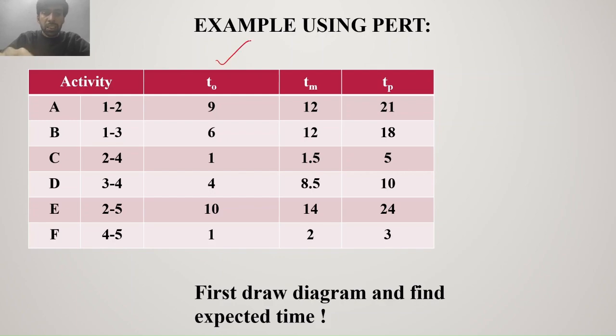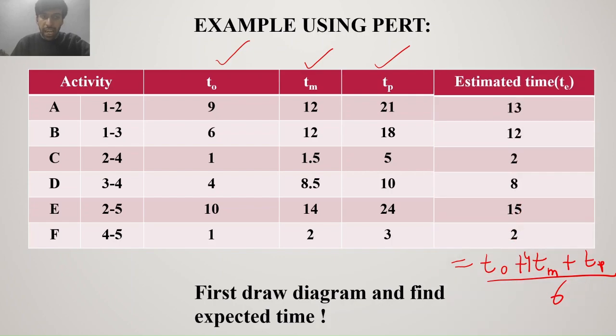As can be seen here, optimistic time, most likely time, and a pessimistic time. So the first step in PERT is drawing a diagram and finding the estimated time for each activity. So we don't directly use all three times in the initial part. We take a single time, the estimated time. So for that, we just take a weighted average of these three time values. So the estimated or expected time is simply optimistic time plus 4 times most likely time plus pessimistic time, the whole divided by 6. We can calculate this for each activity and we get these values.